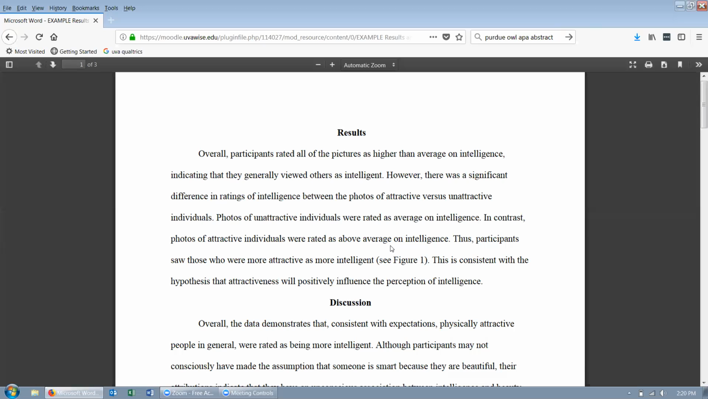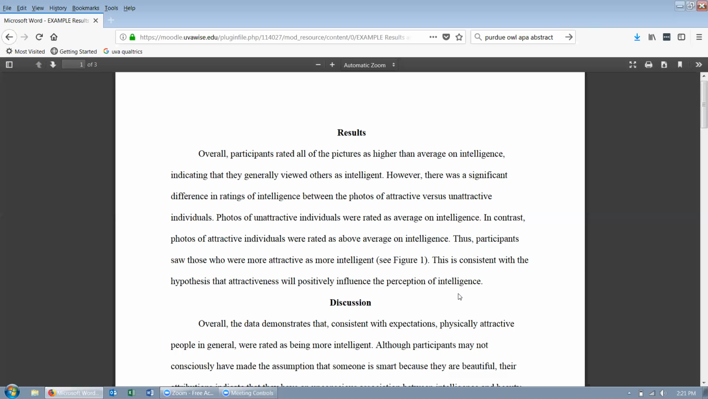So once you've described the relationships between your constructs, you will finally describe whether or not these findings were consistent with your hypotheses. They should be, because we're making this all up. You can see in this example, I said this is consistent with the hypothesis that attractiveness will positively influence the perception of intelligence. Because we haven't focused on specific analyses, the results in general will be the least detailed section of your paper, but I expect a clear explanation of your expected findings, even if it doesn't include all the details that we would see in a real publication.